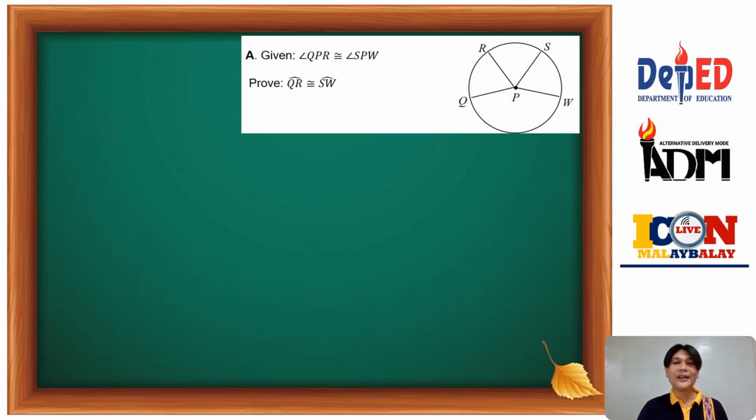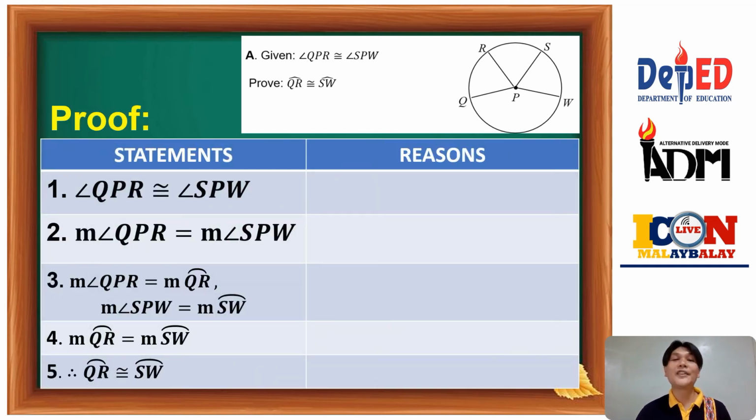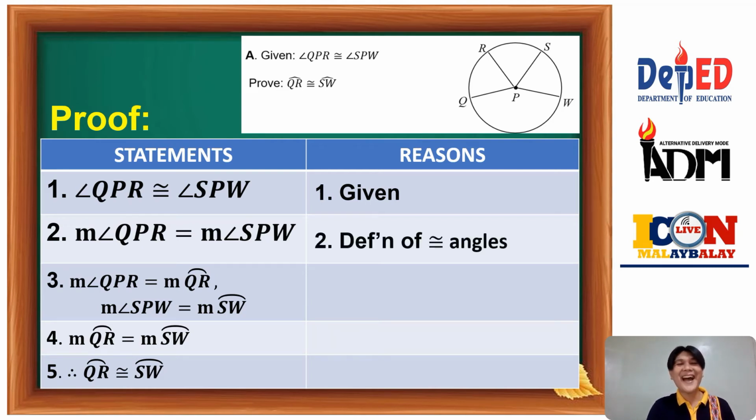So still we put the given on top, and then the proof is of course the 2-column proof, copying all the given statements. So what do you think is the reason why our first statement, angle QPR congruent to angle SPW, is true? Of course, it's the given. Very good. Statement number 2: the measure of angle QPR is equal to the measure of angle SPW. Why? Using the first statement, it's because of the definition of congruent angles.